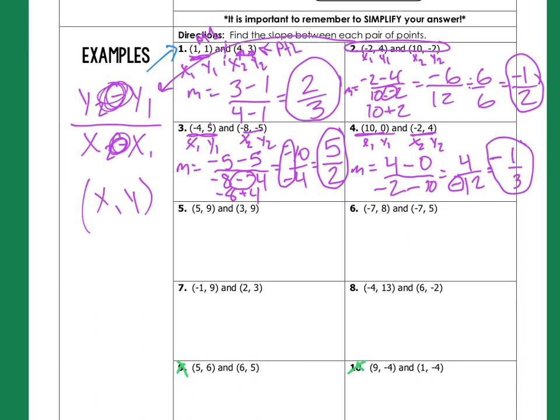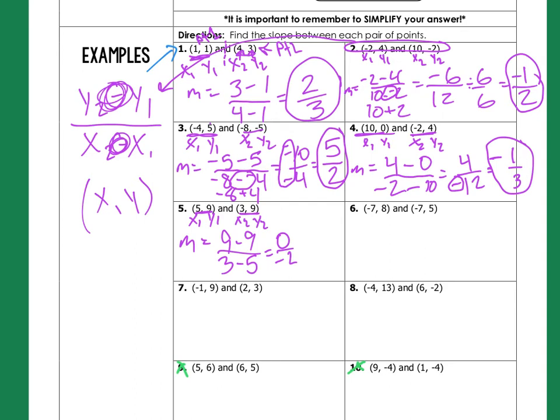Hopefully this is making sense so far. We'll just do 5 and 6, and we'll call it for the time that we have. So notice again, first point, second point, x1, y1, x2, y2. Plug it in. My slope is equal to 9 minus 9 over 3 minus 5. I like where this is going already. Look at this. 9 minus 9 is 0. 3 minus 5 is negative 2.